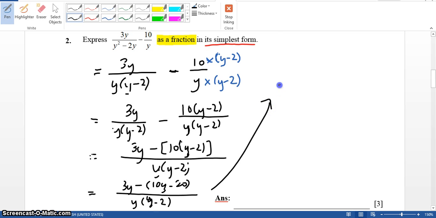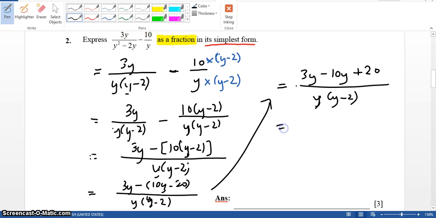Continuing from here, I'm going to expand the numerator one more time, and this time the minus 20 should be positive 20 over y bracket y minus 2. Take note for the denominator, I do not expand out the brackets because I want to see whether there are any common terms with them. And hence I get a final answer like this.